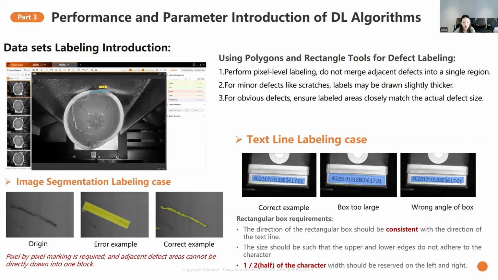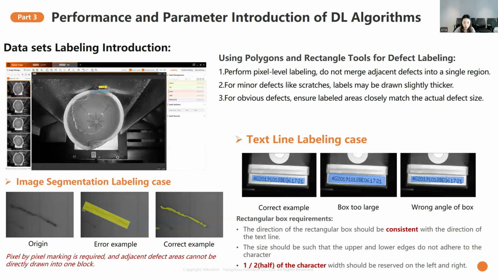The second requirement is for defect size. If the defect is extremely small, the label may be drawn a little bit thinner. But on the other hand, if the defect is very obvious and occupies a very large pixel size, we need to ensure the label area closely matches the actual defect size. All three requirements are very important points. They can directly affect the efficiency and accuracy of the algorithm, so when we do the sample labeling, we need to pay more attention to these points.